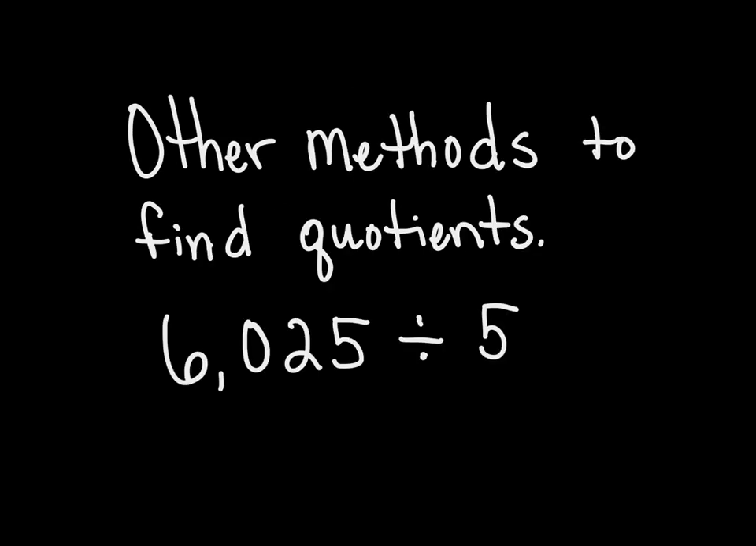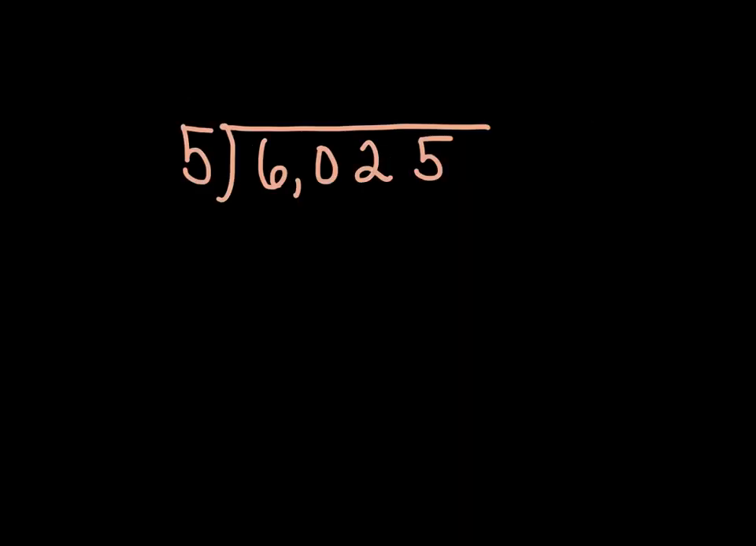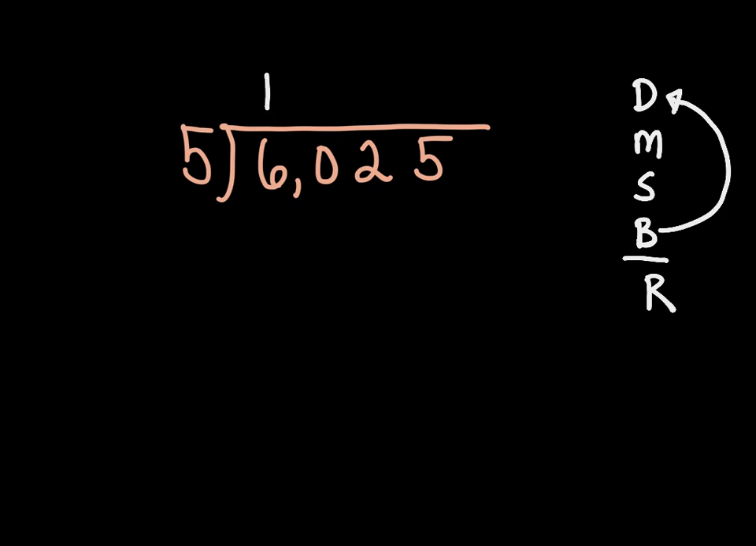Other methods to find quotients: 6,025 divided by 5. All right, if we go back to our good old dad, mom, sister, brother, sometimes Rover, and after we bring down, we go back to dad, and 5 can't go into 6 evenly, but it can go into it once, because 1 times 5 is 5.